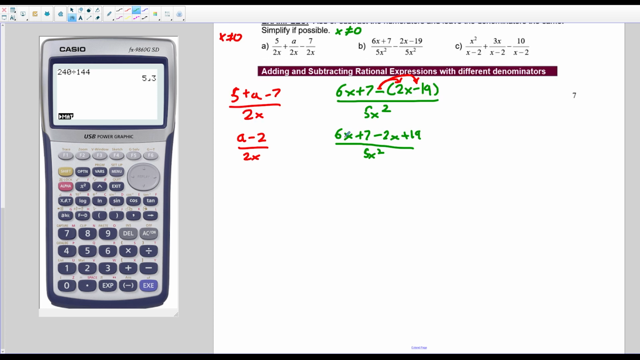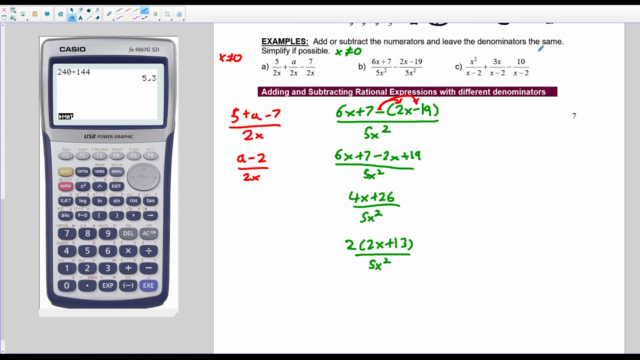From here, we can combine our like terms. 6x minus 2x gives me 4x. 7 plus 19 gives me plus 26. And we're dividing by 5x squared. At this point, you want to get into the habit of also factoring out the top if possible. So we can see here that I can factor out a 2. So I now have a 2x plus 13 inside of the brackets there over 5x squared. And what that does is, if the bottom also happened to be factorable by 2, I could get rid of the 2 up top and a 2 on the bottom. But since nothing really factors out at this point, I can just leave it like that.